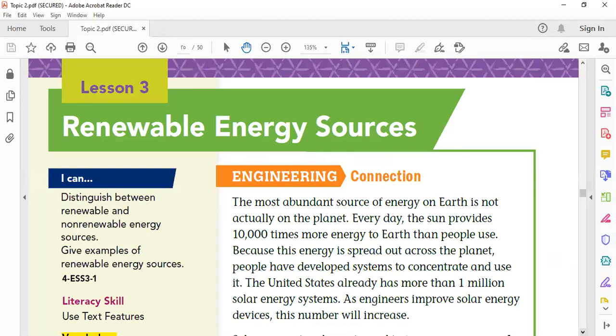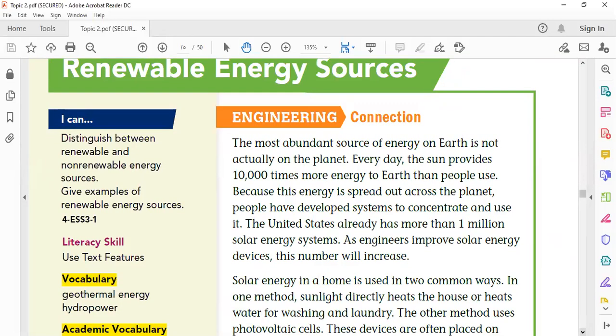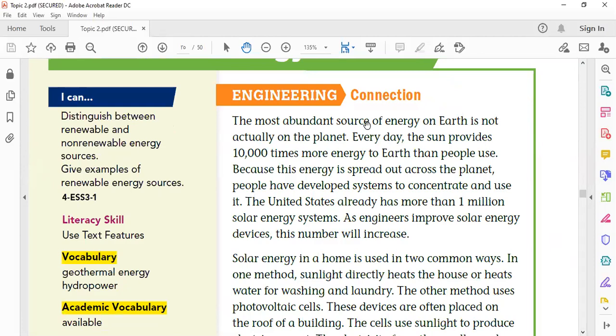Okay, renewable, look at this introduction. The most abundant source of energy on Earth is not actually on the planet. Do you remember what is the main source of energy on Earth? It is of course the sun. Look, the sun provides 10,000 times more energy to Earth than people use. That is, the amount of energy that the sun provides us equals 10,000 times more than we need. So it's a very, very large amount of energy.